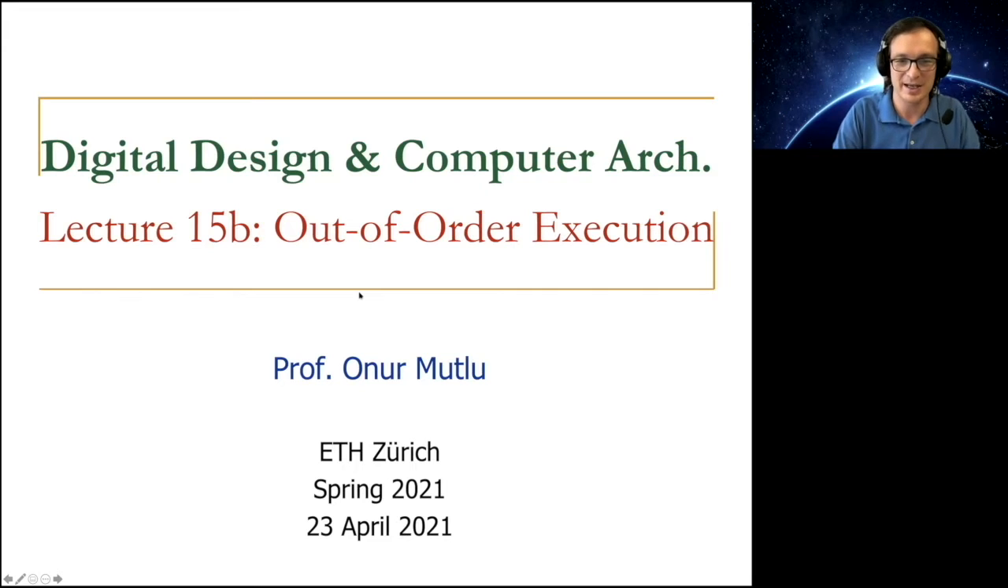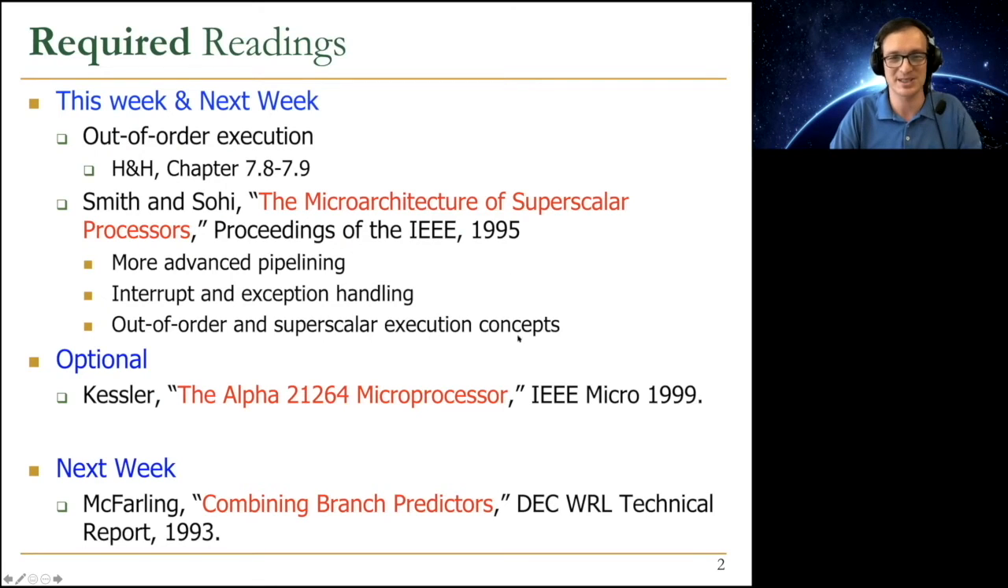It actually had a breakthrough change in performance. And we will see that concept in a little bit. But this is to remind you of the readings that we're going to follow. There's an optional reading that I put, which is an example of a real microprocessor that implements out-of-order execution. And next week, we're also going to start branch prediction, which is very important for out-of-order execution. There's a reading that I assign over here, which is an important reading.